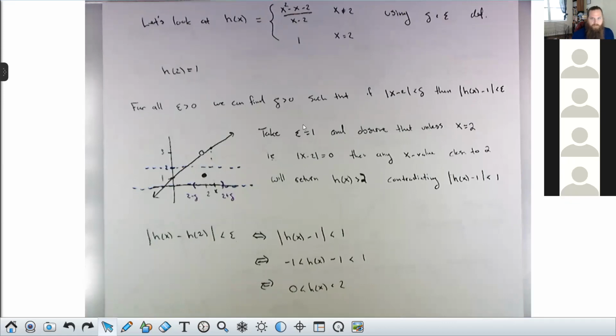So what we're asking is, can we find a delta such that if the absolute value of x minus 2 is less than delta, then h of x will be between 0 and 2. But no matter how small you choose delta, all y values on this graph, except this one, are outside that epsilon window. It's very nice. Making sense? Are we feeling a little more comfortable with deltas and epsilons?